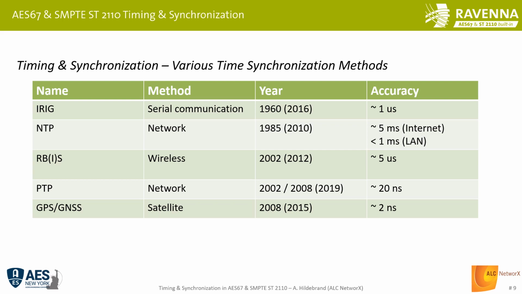And then there's the almighty global navigation satellite system on top of us, most commonly known as GPS, Global Positioning System. So again, that satellite-based system was introduced in 2008 and received some latest standard updates in 2015. The accuracy we can get out of a GPS or any other GNSS system is even better than with PTP. It's going all the way down to 2 nanoseconds and maybe even below.